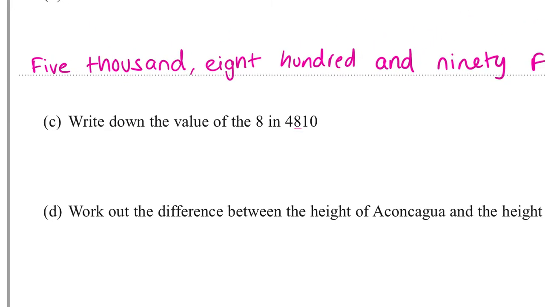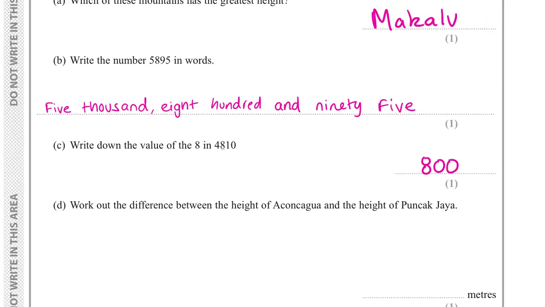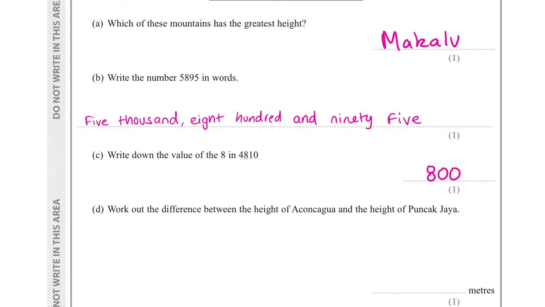If you think about 4,810, 4 is thousands, 8 is hundreds, 1 is tens, 0 is units. So the number 8 is in fact hundreds. So the value of 8 is 800. Now you can actually write 800 if you want. You don't have to spell it. Okay? If you spell it or write it, you're still going to get 1 mark.